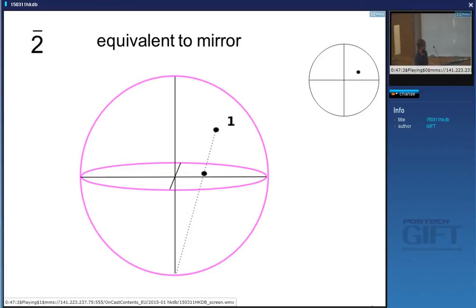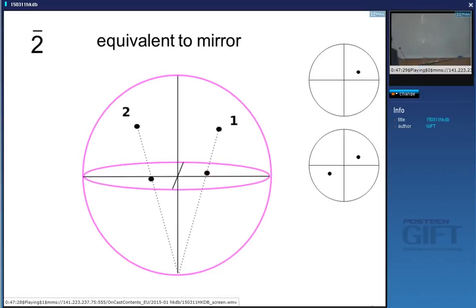Then the second operation I'll do is a rotation of 180 degrees about the vertical axis. On the stereographic projection, that will bring this point to here. So here's the rotation of 180 degrees; we've done the dyad. And this point still lies on the upper hemisphere, so that's not a mirror. If I now take this and invert it through the center, then I get a direction intersecting in the lower hemisphere, here, and therefore that plots as an open circle.